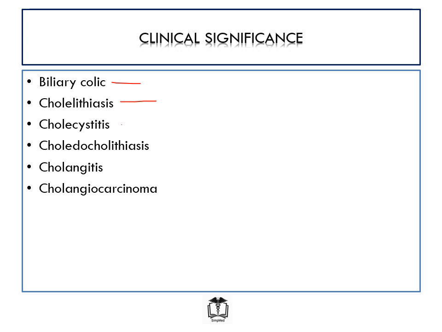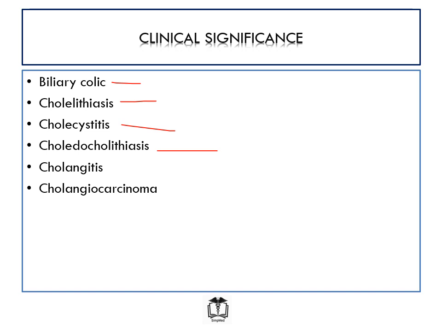Then we have cholecystitis. Cholecystitis is simply an inflammation of the gallbladder. Then we have choledocholithiasis. Choledocholithiasis refers to the presence of stones within the bile ducts. These are bile duct stones, which are probably stones coming from the gallbladder moving into the common bile duct.